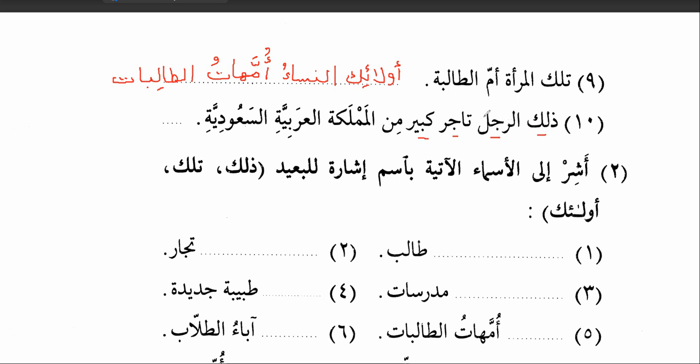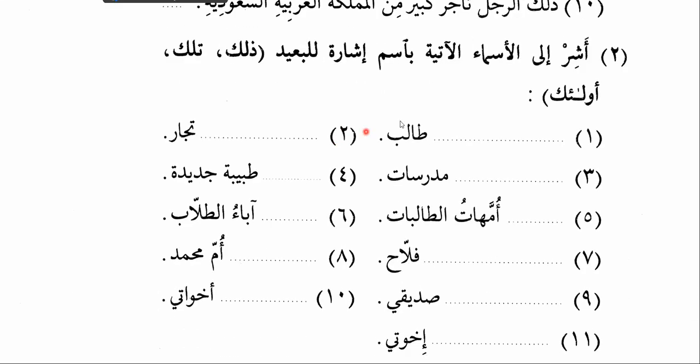Haulai arrijalu tujjarun. Because this is nakira, and kibarun minal mamlakati al arabiyati as saudiyati. Mamlaka means Kingdom of Saudi Arabia. So that's how you are going to write. You need not make this into plural, only you need to make these into plural. Now let's see the next question here.